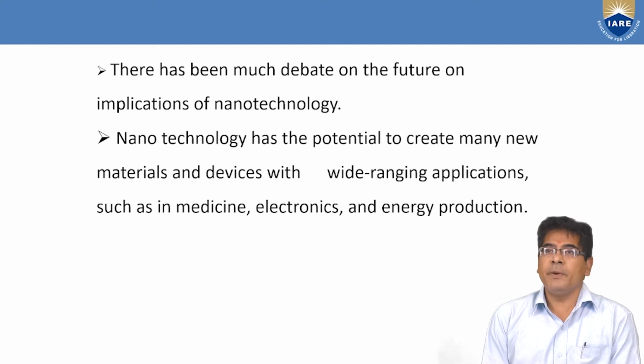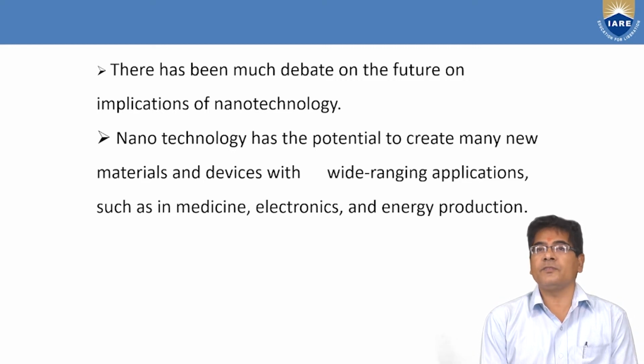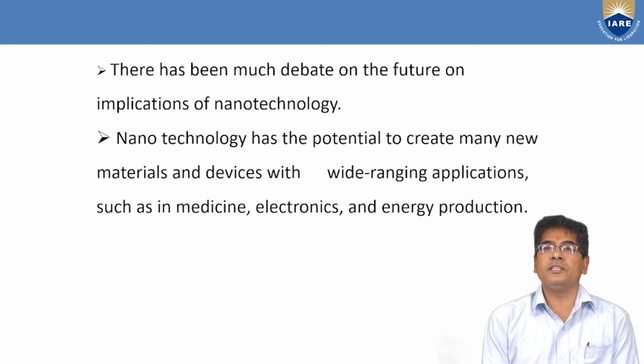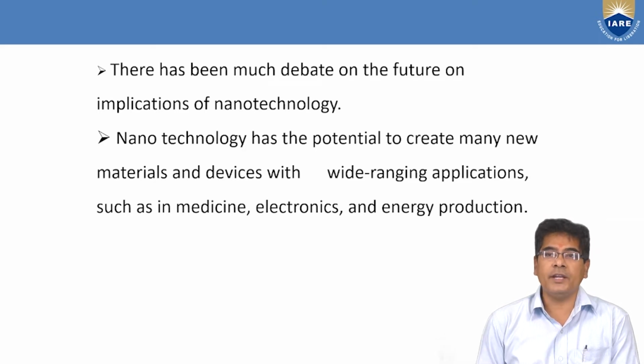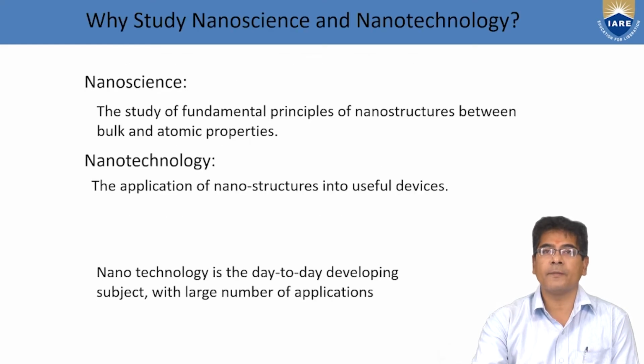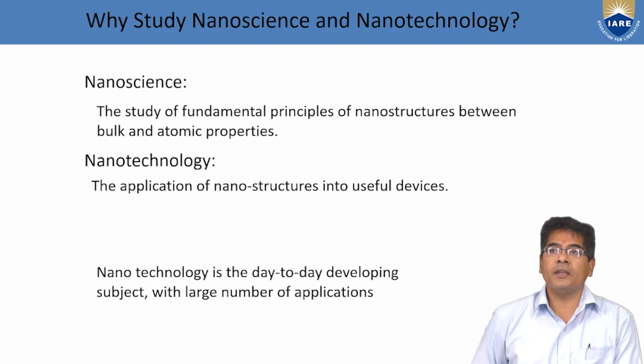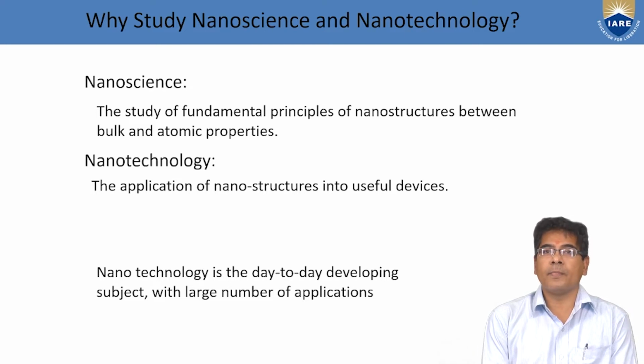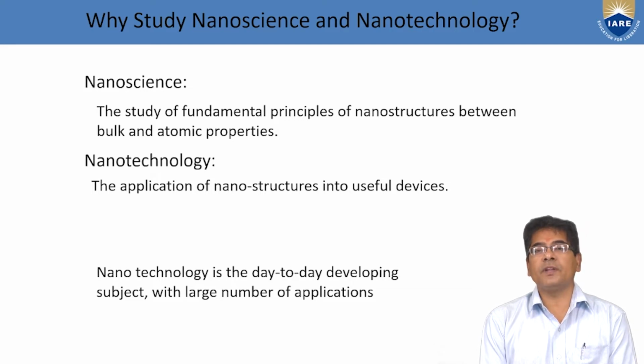There has been much debate on the future implications of nanotechnology, and nanotechnology has the potential to create many new materials and devices with wide-ranging applications such as in medicine, electronics and energy production. So why do we study nanoscience and nanotechnology? Nanoscience is the study of fundamental principles of nanostructures between bulk and atomic properties, and nanotechnology is the application of nanostructures into useful devices.